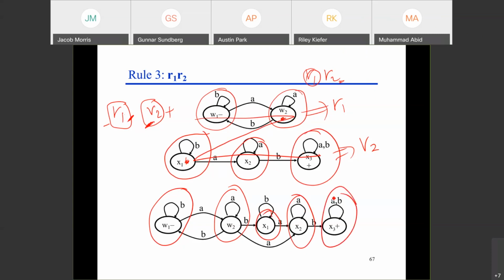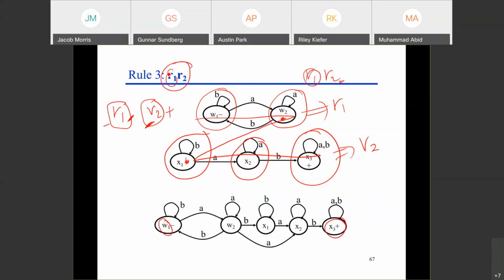Now, if you see this one new machine, whenever you give a word, this word will start from W1 and end with X3. So this is basically R1, R2. Start from regular expression 1, end with regular expression 2. So we simply combine the final state of the first R1 to the start state of the machine, and that's it.